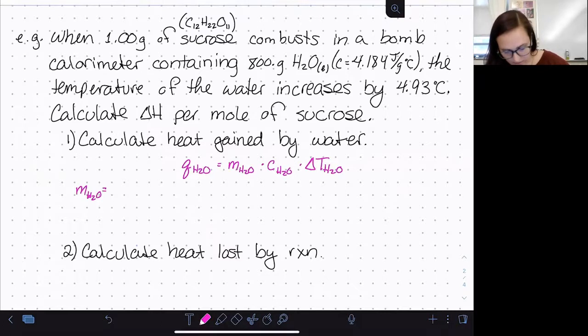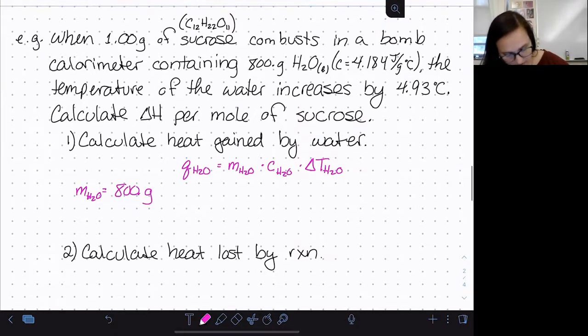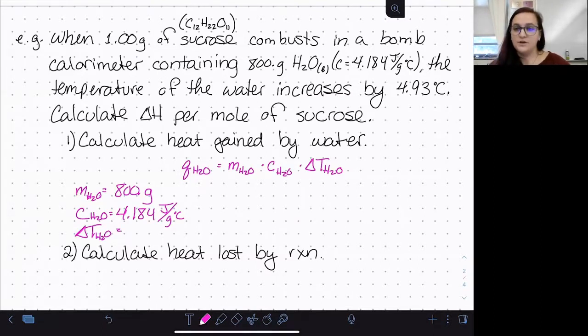So the mass of the water is 800 grams. Again, we do not include the mass of the reactant here because it's in its own little separate container. It's not part of what we're measuring. Our thermometer is stuck just into the water itself. So that's what we want to use the mass of. So we have 800 grams of water. The specific heat of water was given as 4.184 joules per gram degree Celsius. And then delta T, we're told the temperature increases by 4.93 degrees Celsius.